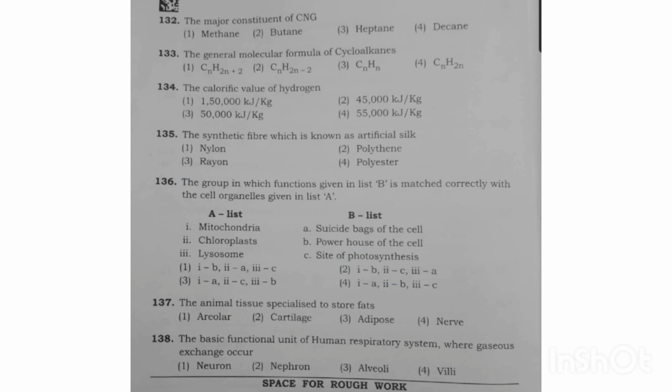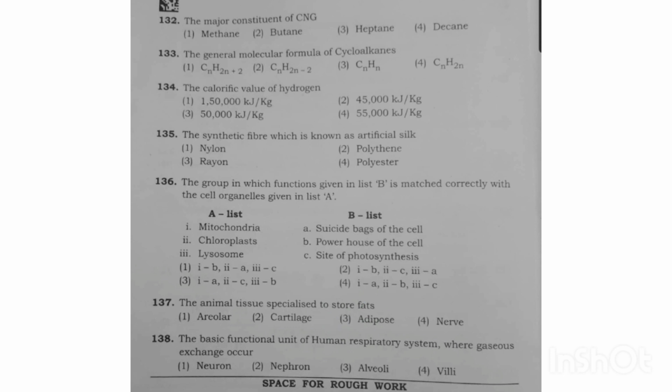The next one: the animal tissue specialized to store fat. The options are areolar, cartilage, adipose and nerve. We have to discuss the storing of fat, so it is stored in adipose tissue.